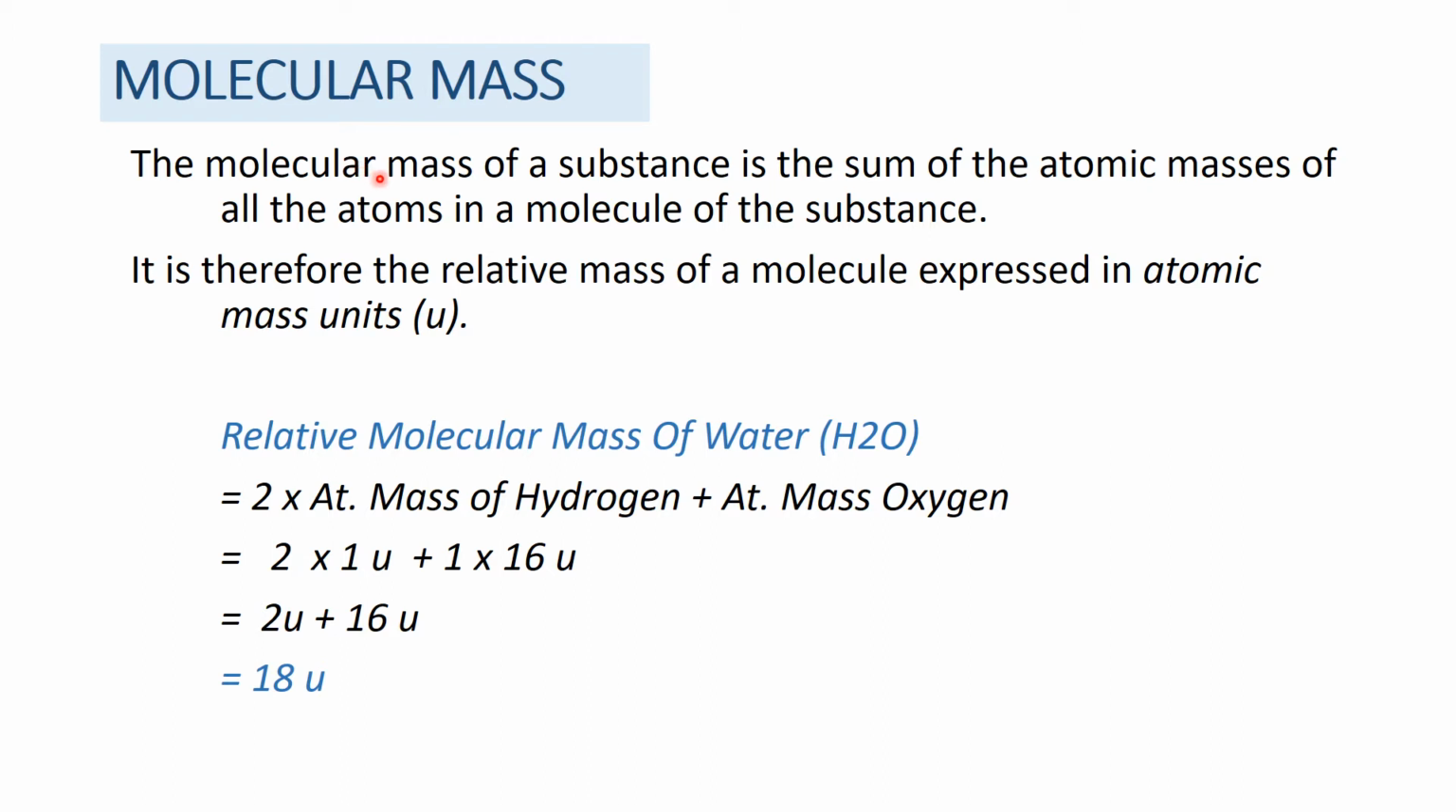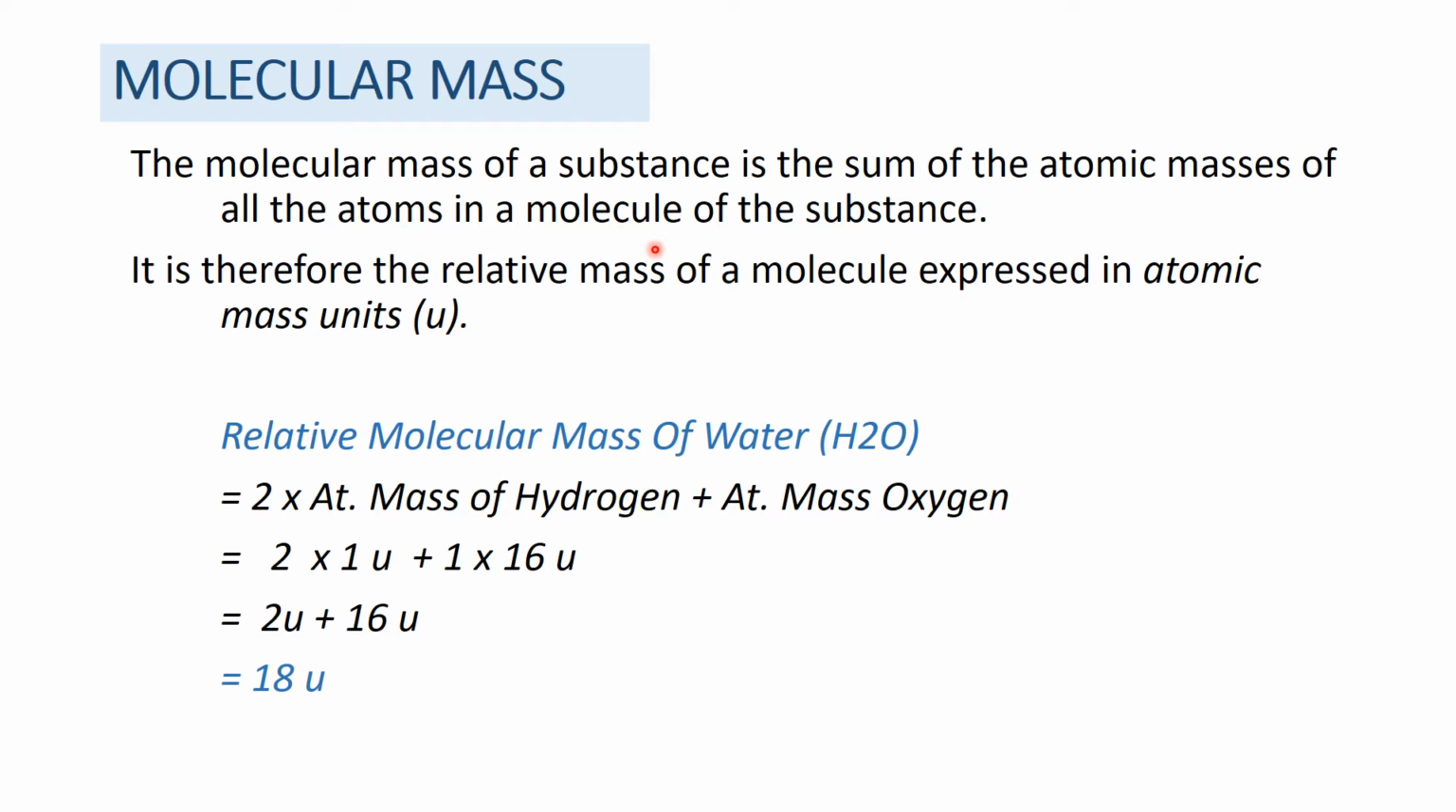So the molecular mass of a substance is the sum of the atomic masses of all the atoms in a molecule of the substance. Suppose the molecule is of a single element, or the molecule of a compound. How many atoms are present in the molecule? Understand this thing. You have to just add the atomic masses of all the atoms, right?